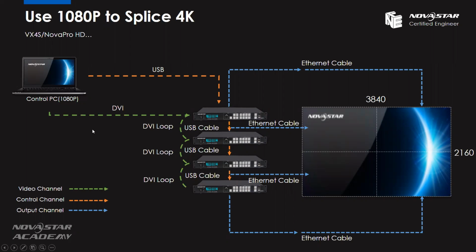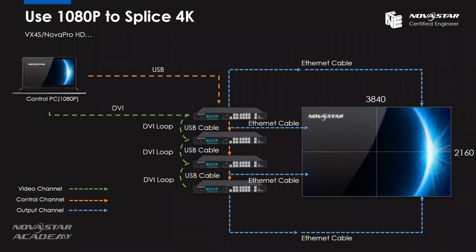So let's see how the system goes. First, we use a control PC to connect the first sending card via the USB cable. But here, you may notice the control PC is not a 4K one. We can just use a normal one, which can output the 1080p level video source. And between the sending cards, the VX4S, we also use a USB cable to finish the cascading, because they are spliced into a big screen. So we need to control all the devices at the same time for the brightness adjustment.